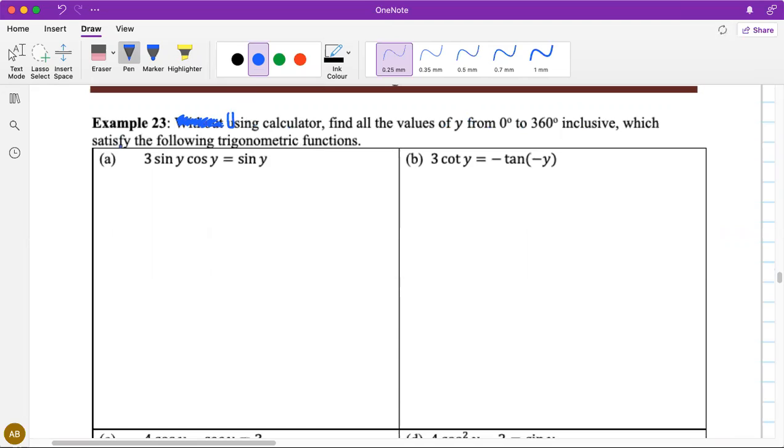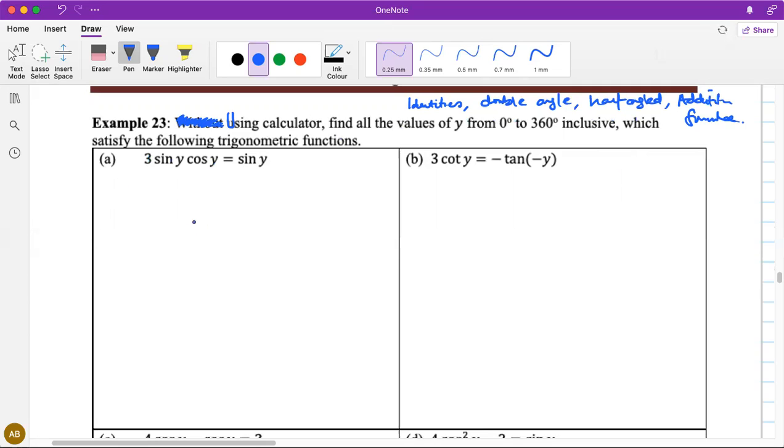Right, so find the value of y between 0 and 360 inclusive, which satisfy the following trigonometric function. So bear in mind this one you need to use identity. Okay, identities, although double angle and half angle and addition formula. If you need to use, so that means you need to know the four formula, identities: double angle, half angle, and addition formula.